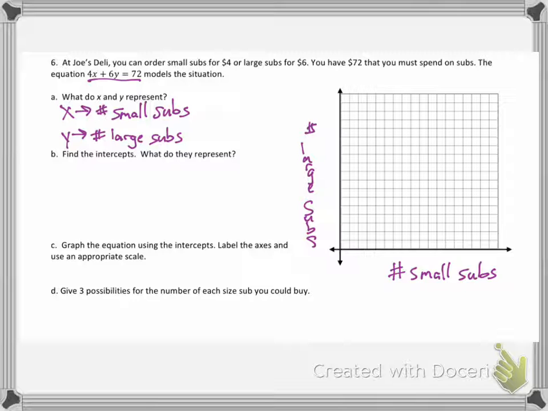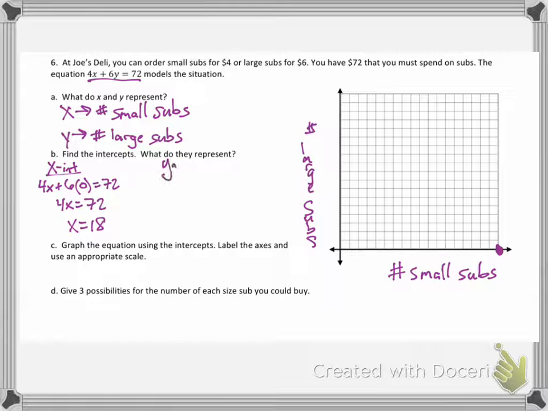So now we'll go find the intercepts and talk about what they represent. So we'll start with the x-intercept. So it'll be 4x plus 6 times 0 equals 72. The x-intercept would be at 18, comma 0. So that will just fit on here. It looks like I got it right in the corner, conveniently, an 18 by 18 grid. So what that represents, that 18 comma 0 would be 18 small subs without buying a single large sub. That's what that represents. It basically represents if you wanted to buy all smalls, how many could you get?